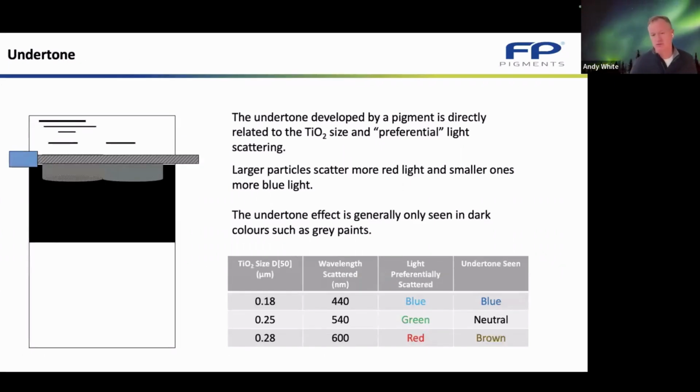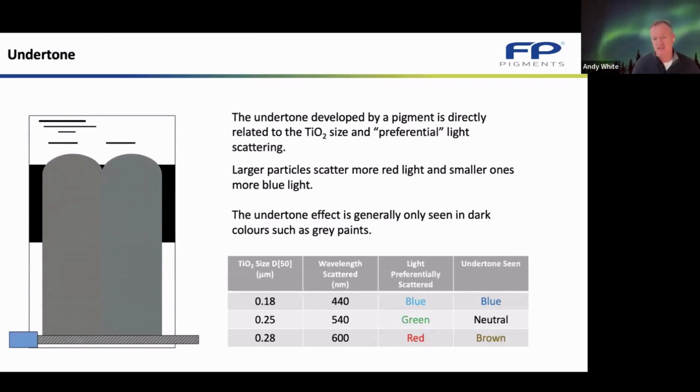Undertone is really important to color. This is quite difficult to explain, but when you think back to what I showed you on flocculation, with the clusters of TiO2 scattering more red light or infrared light, deviations in the particle size of the TiO2 can lead to differences in the color in the presence of an absorber like a carbon black or a blue or something like this.